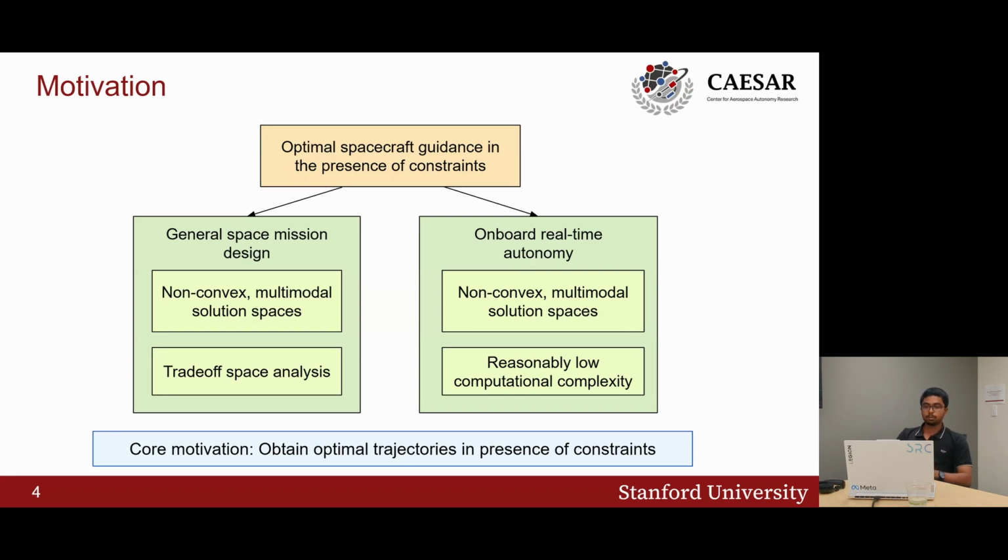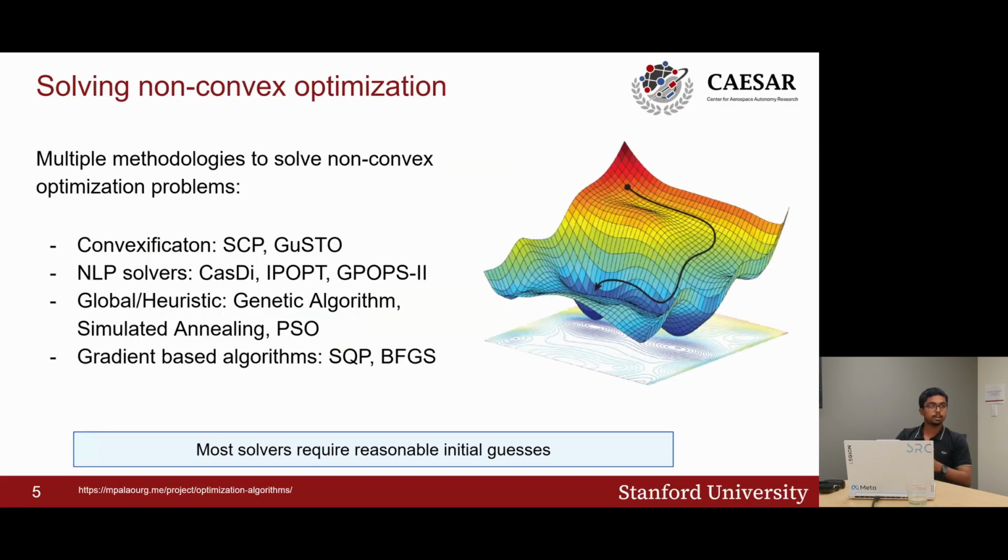But the main similarity between all these things is that the solution space is highly non-convex, and we need a suitable solver for finding a global minimum in this highly non-convex space. Many solvers have been proposed before. Some of them do convexification of the problem, and then there are standard solvers like SCP. You have nonlinear programming solvers. You also have heuristic solvers which consider the entire solution space, and you also have some gradient-based algorithms.